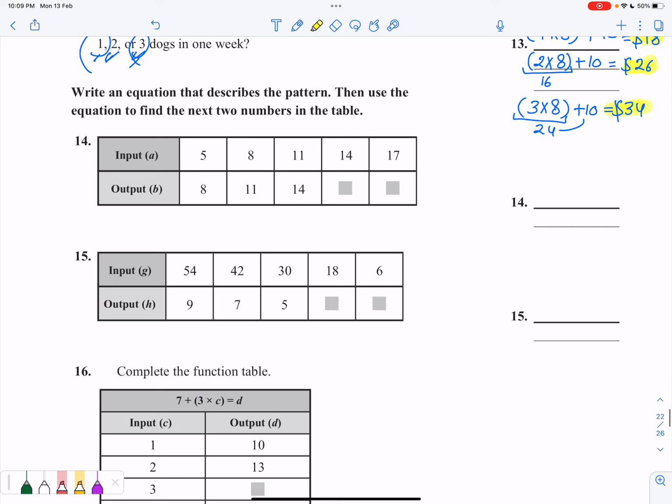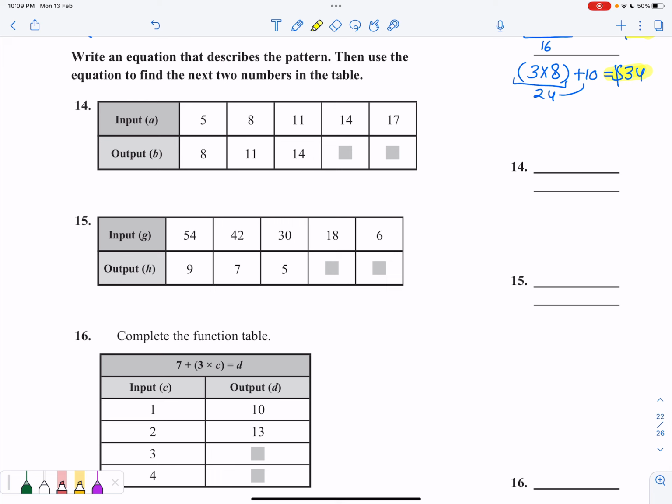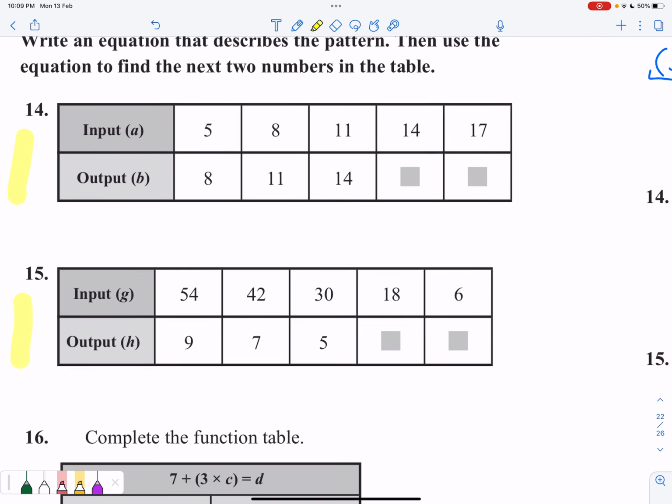Then finally, write an equation that describes the pattern, then use the equation to find the next 2 numbers in the table. So we need to take a look at each one of these tables. Here, the 2 tables, write equations for them to see how the numbers are changing, and then find the next numbers. So let's start with the first table.